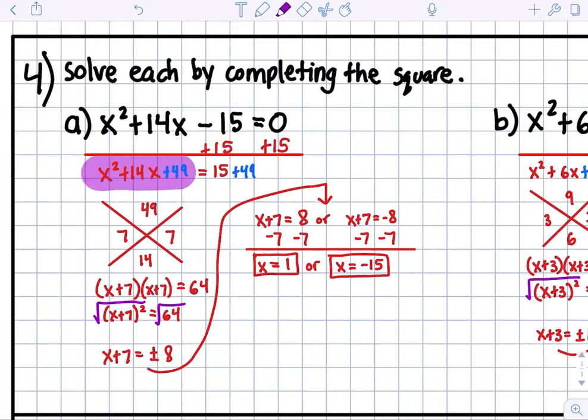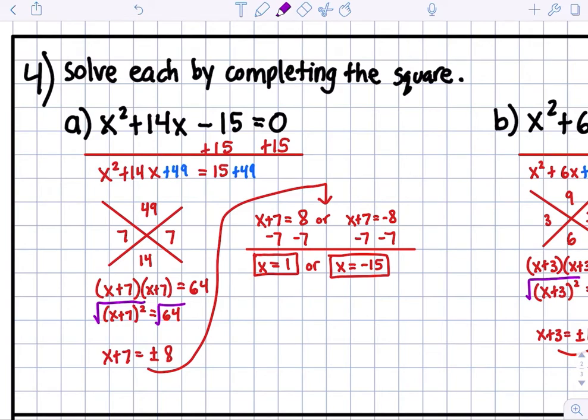Factor this side, so you guys are going to get this x method. So on top is 49, on the bottom is 14. Two things that multiply to 49 but add together to 14 is 7 and 7. So x plus 7 times x plus 7 is equal to 64, because 15 plus 49 is 64.